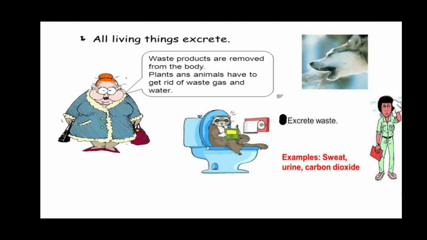Next is all living things excrete. Urea is an excretory waste of animals and is removed as urine. Carbon dioxide is a waste and is removed during the breathing process. Plants give out their waste in the form of water and minerals through stomata.